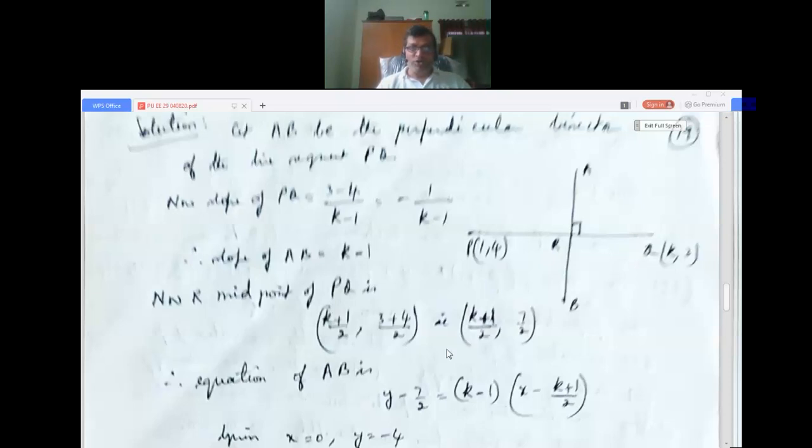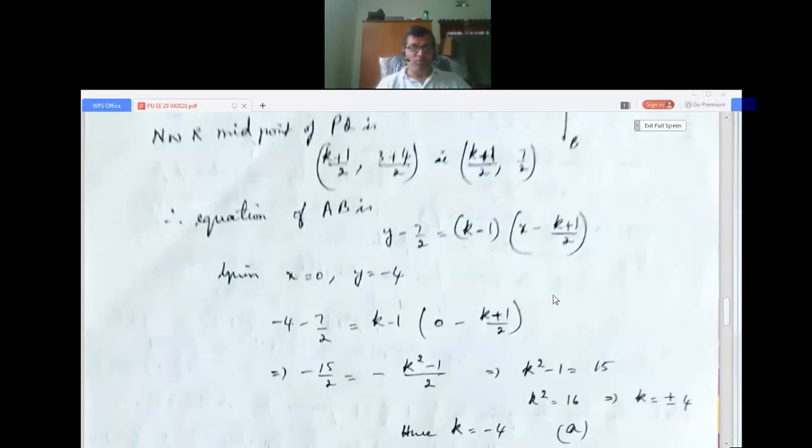So now the equation of AB is, so we got this point. See, R is a point on AB. So the equation: y minus y1, y minus 7 by 2, is equal to its slope of AB, k minus 1, into x minus x1, x minus (k plus 1 by 2).